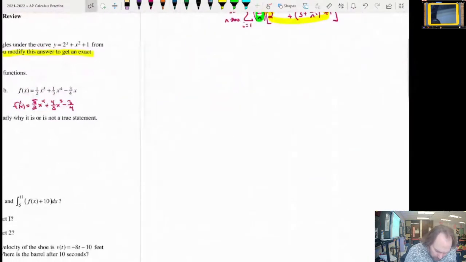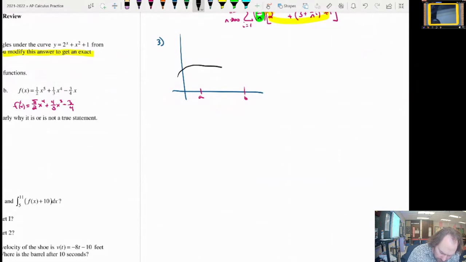This is for number 3, off to the side. Just sketch yourself a basic, here's a, here's b, and here is the original curve like this. Doesn't really matter what it is. All you know is you've got the area between a to b underneath some curve that we're trying to find the area of right here. That yellow space there could be expressed as the integral from a to b of some function f of x dx.